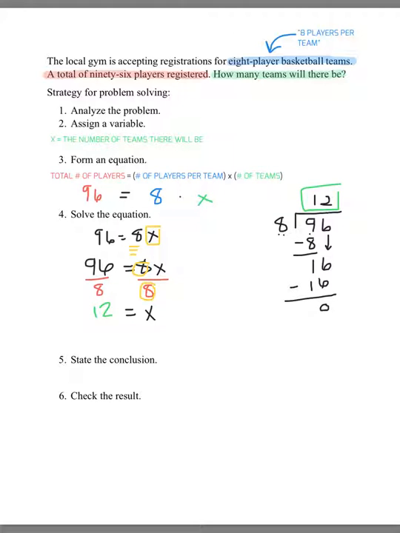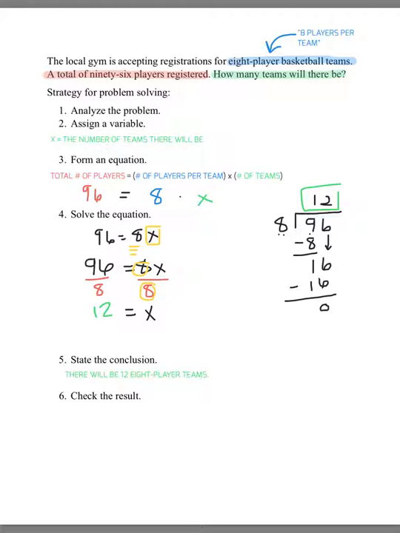So now let's go ahead and state the conclusion clearly. So keep in mind the question being asked. The question was, how many teams will there be? So our response is going to be there will be 12 8-player teams.